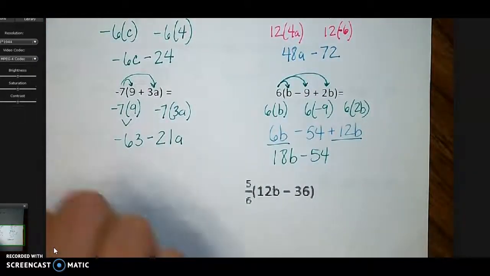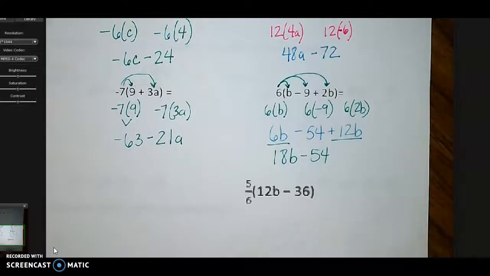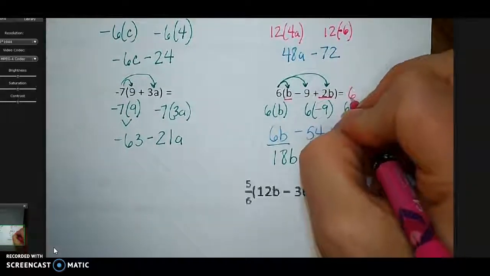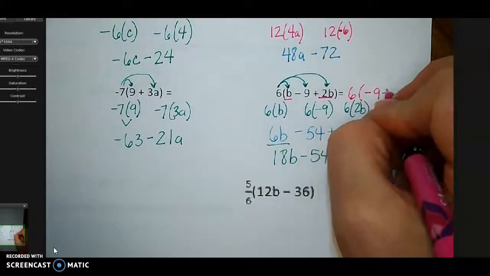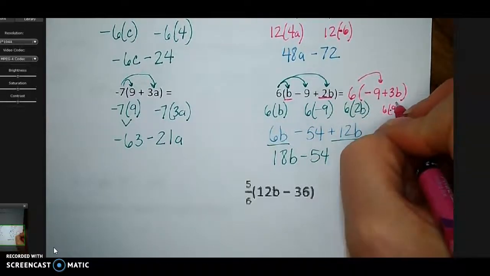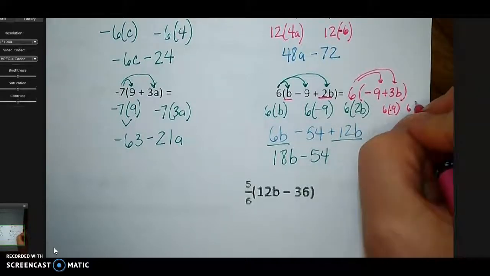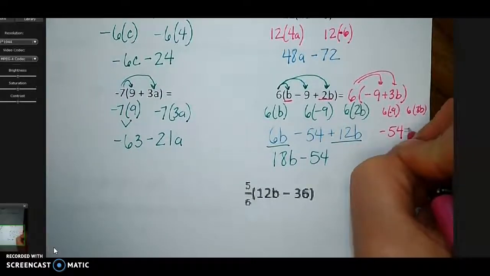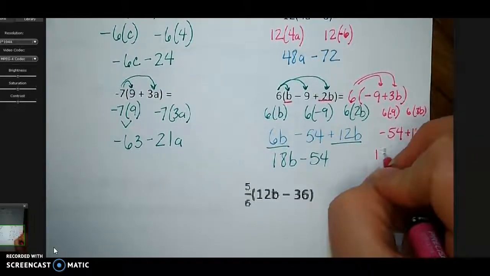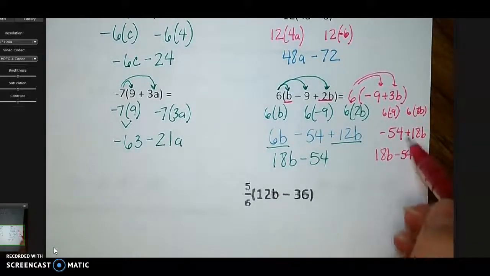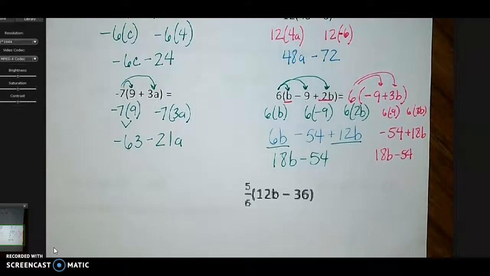Now, if you were an enterprising young student, you might have noticed that you could have combined like terms up here. So that would have been 6 times negative 9 plus 3b. When I distribute that, I'm going to get 6 times negative 9 still, and 6 times 3b, and I will still end up with, this would just give it to me in a different order, negative 54 plus 18b, which is the same thing as 18b minus 54. So these are the same thing. I've just flip-flopped the order. When you do that, you need to make sure the sign comes with the number.